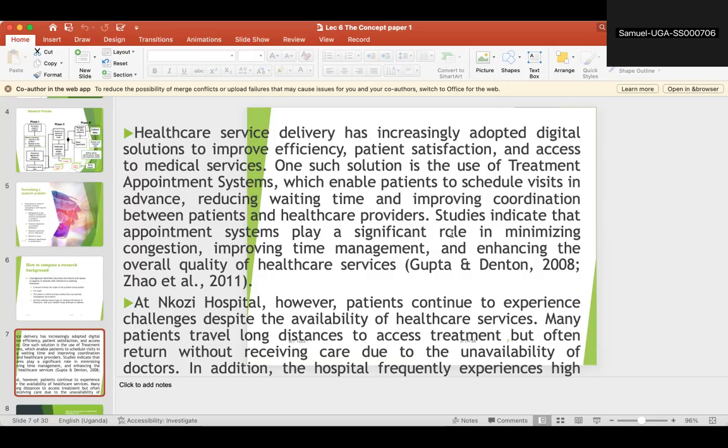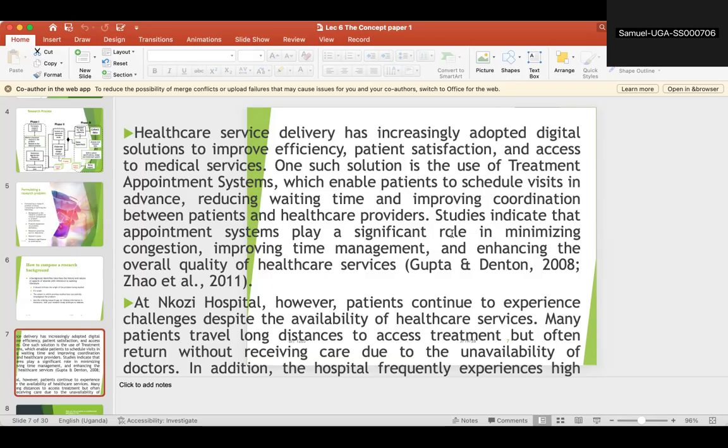One such solution is the use of treatment appointment systems. Okay, now you realize that it is trying to narrow the scope from digital solutions, now focusing on what?